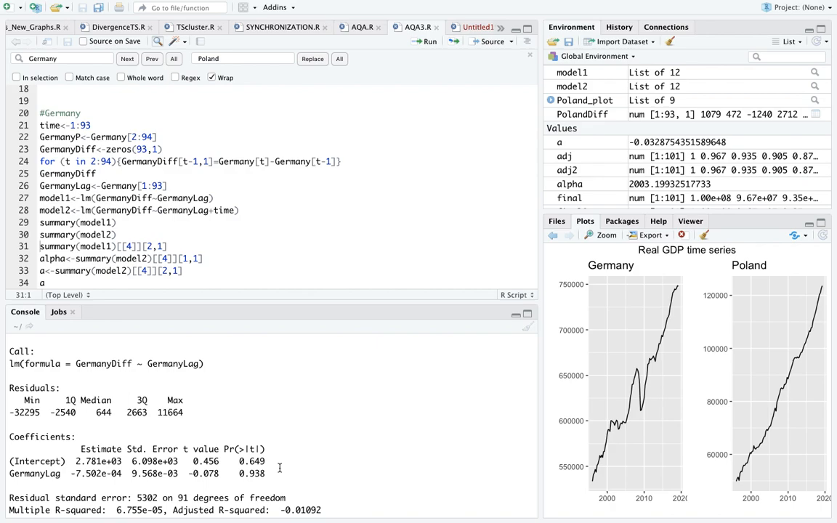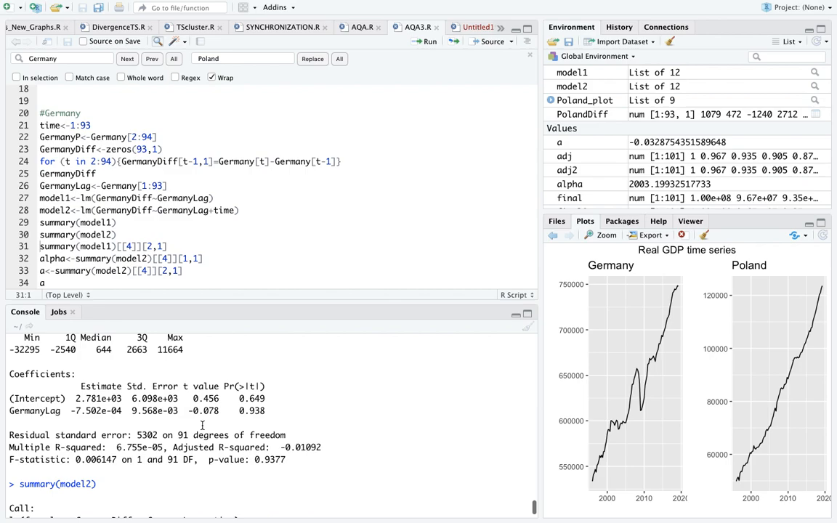So in this circumstance, we would expect that, remember, if this is rho, and if rho is equal to zero, this implies that the coefficient delta is equal to one. So this gives us some evidence that Germany GDP behaves like a random walk with drift. But okay, now let's see what happens.